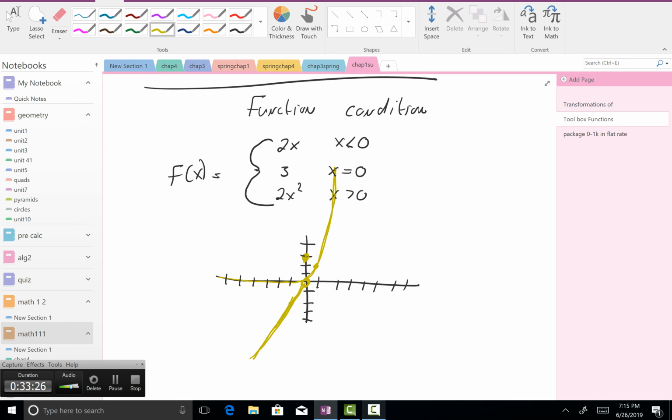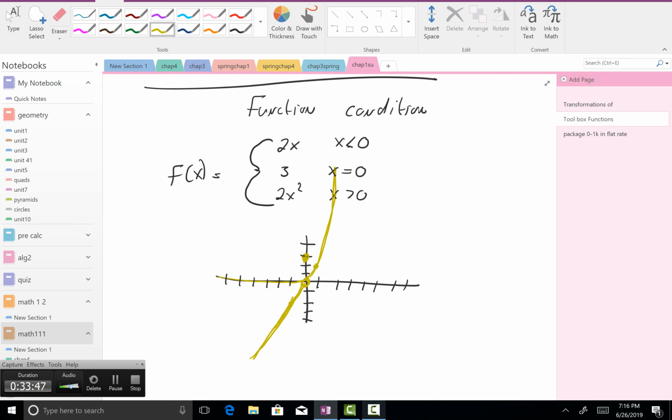Obviously, you can use your keyboard. All right, then you're going to put the function in. So that would just be 2x. Then we're going to go comma. The comma is separating the lines of the function. So our first one was 2x, x is less than 0.